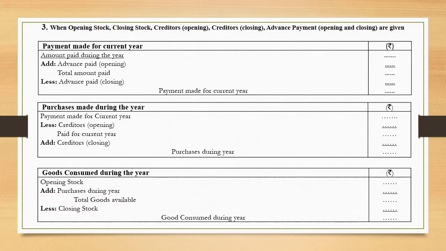The third format, the most common, will be for goods consumed during the year. So we can see there the opening stock plus purchases which we have been able to calculate with the help of the second format. Okay, so that purchases will be added to opening stock and deduct the closing stock, we get goods consumed during the year.